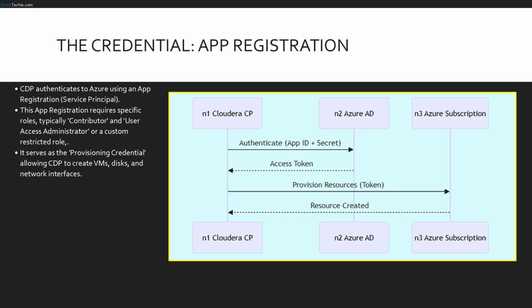Here is the authentication flow. The Cloudera control plane sends the app ID and client secret, or certificate, to Azure Active Directory. Azure AD validates these credentials and returns an access token. Cloudera then uses this token to issue commands to your Azure subscription, such as create VM or create storage account, which the subscription executes if the role assignments are correct.